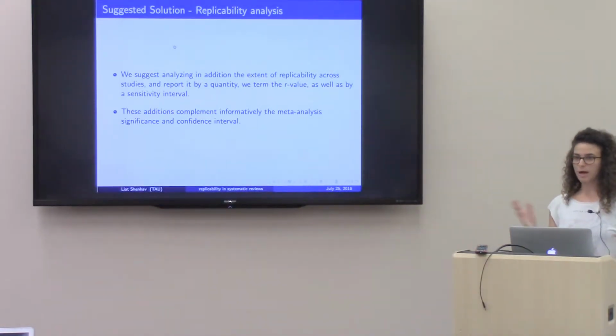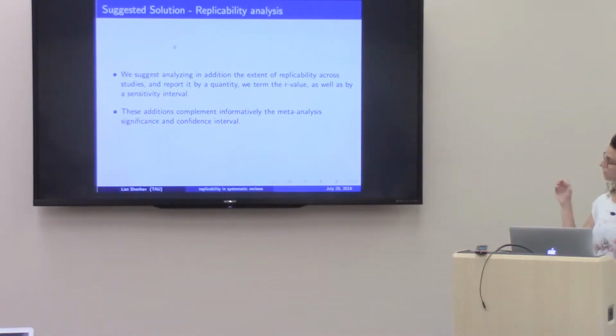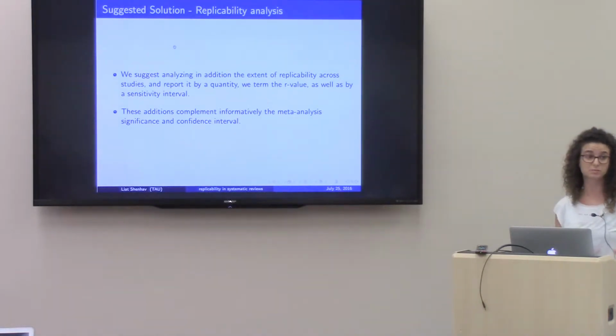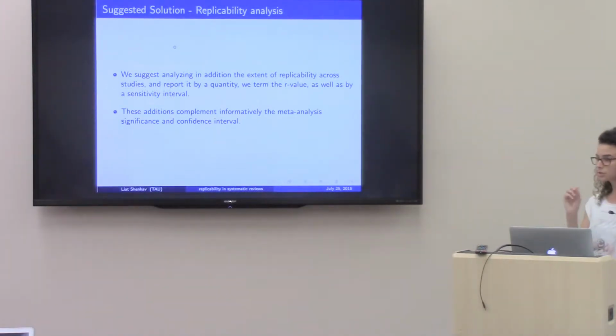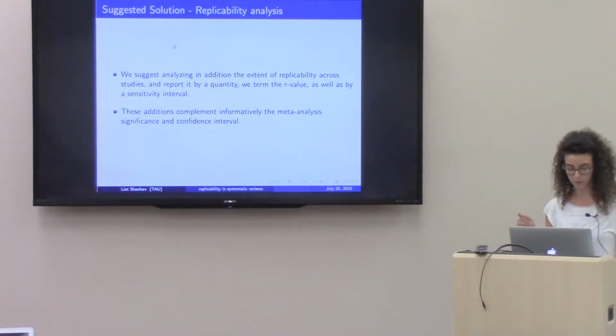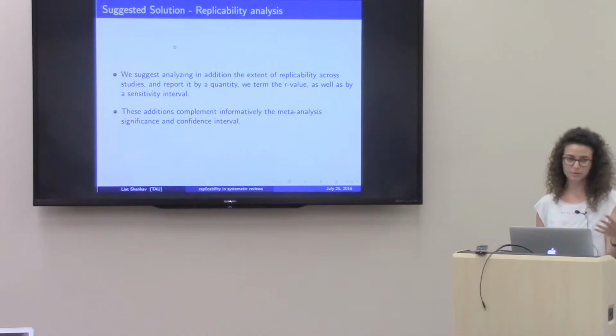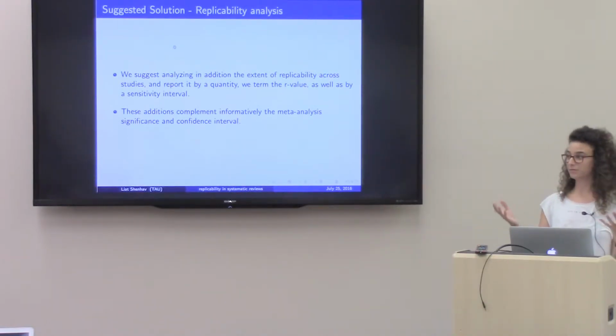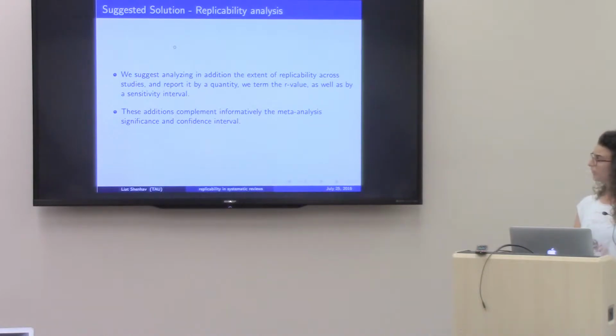So what do we suggest? I don't think that we should stop using meta-analysis, but I think we should look at another perspective of that. We should add the extent of replicability across studies, because this is information that is missing at the moment. And it's not a vague concept. It's actually something that we can quantify. We suggest quantifying it by using the term we call R-value and a sensitivity interval. It will be a replicability value, which is similar to a p-value. And I think it'll give significantly more information in regards to what we're looking at.